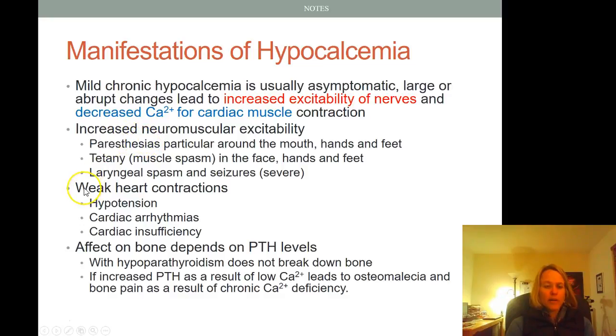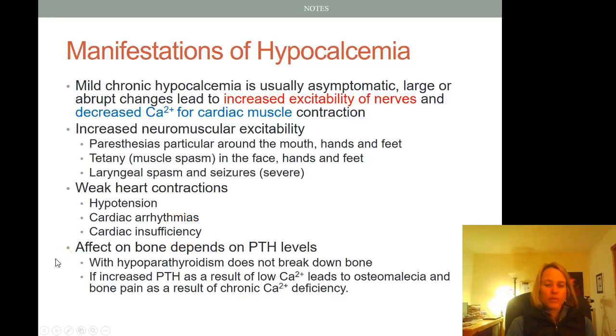Now, if you remember, cardiac muscle requires extracellular calcium for contraction. Cardiac muscle works by extracellular calcium coming in and inducing further calcium release from the cardiac sarcoplasmic reticulum. So without enough extracellular calcium, this is going to lead to weaker heart contractions. Weak heart contractions are going to decrease cardiac output, and that will lead to hypotension. Can also lead to cardiac arrhythmias and cardiac insufficiency.